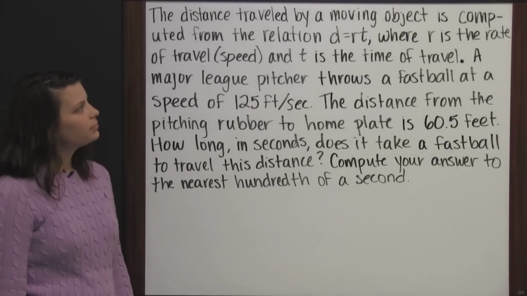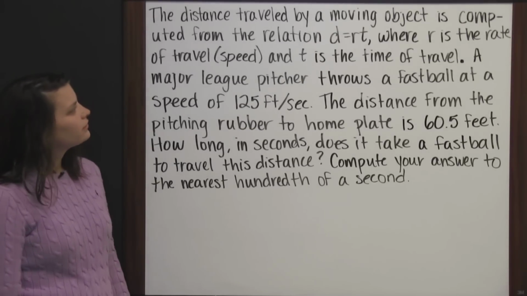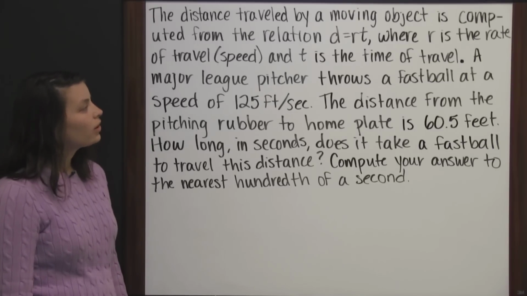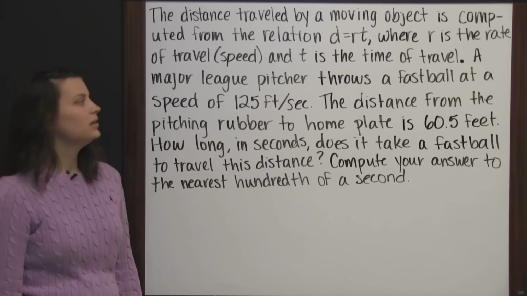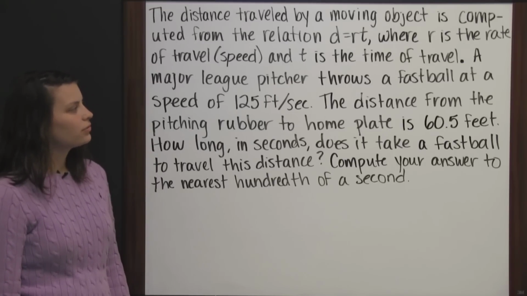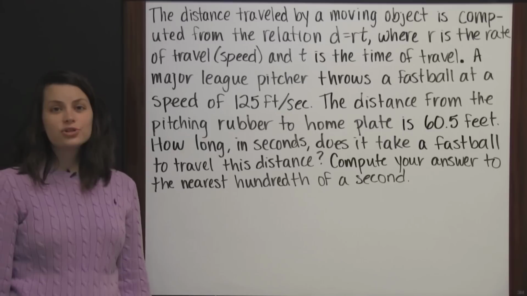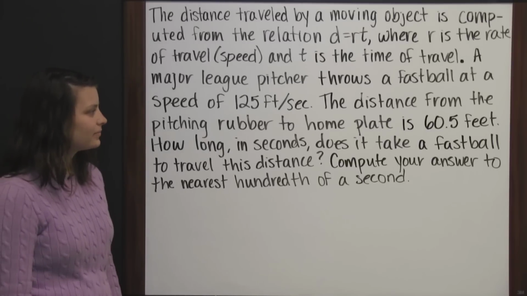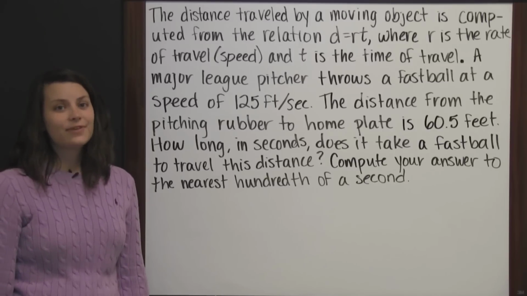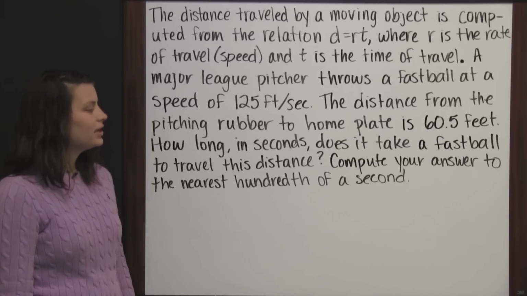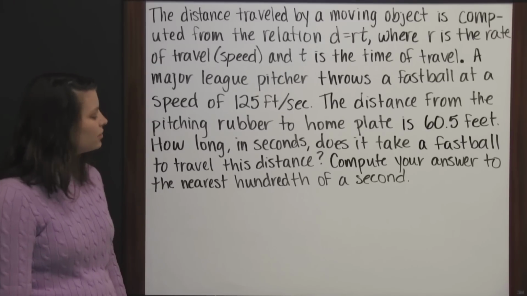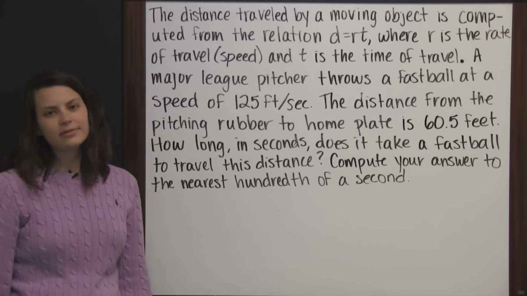The distance traveled by a moving object is computed from the relation distance equals rate times time, where r is the rate of travel, speed, and t is the time of travel. A Major League pitcher throws a fastball at a speed of 125 feet per second. The distance from the pitching rubber to home plate is 60 5/10 feet. How long, in seconds, does it take a fastball to travel this distance? Compute your answer to the nearest hundredth of a second.